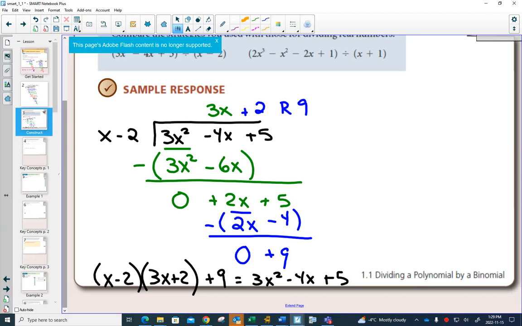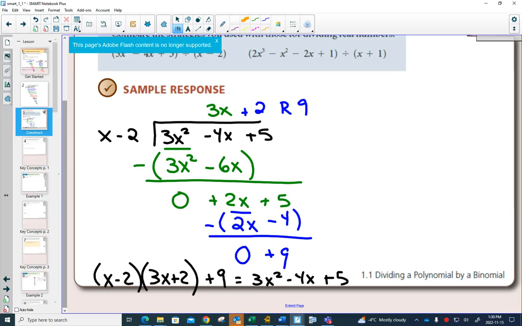Basically, what we're finding out when we divide is what would work for everything except for the last number. Check your first ones. Do you see that your first ones would give you 3x squared? Can you see that the outside and the inside would give you minus 4x? But the last ones give me minus 4, and I wanted 5. I would have to add 9 to get to 5. That's where the remainder shows up.